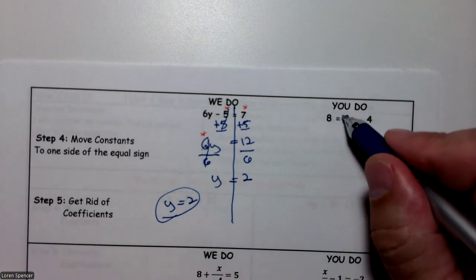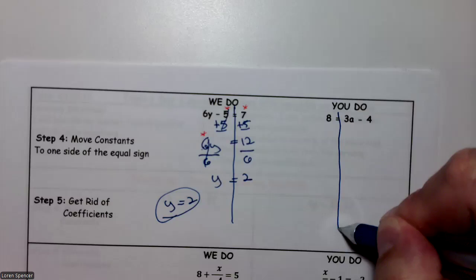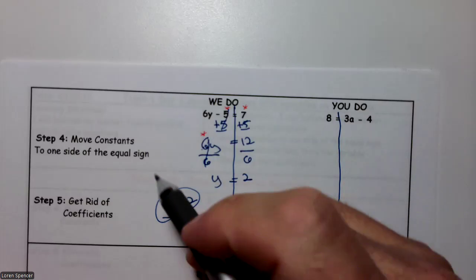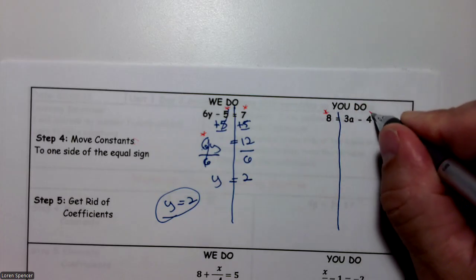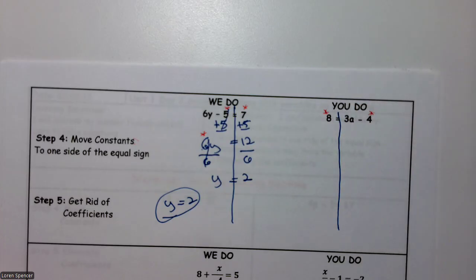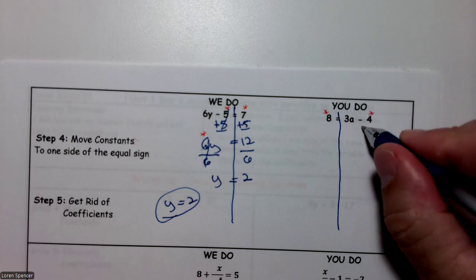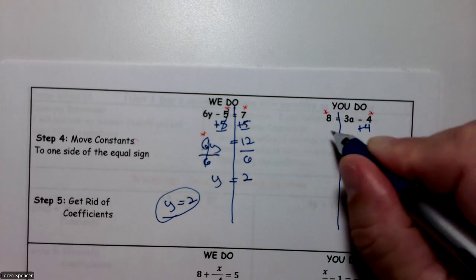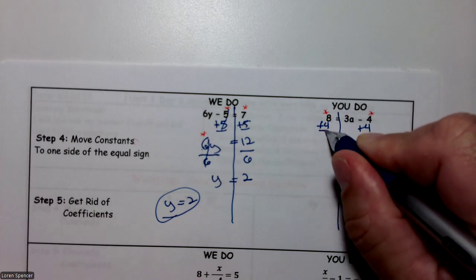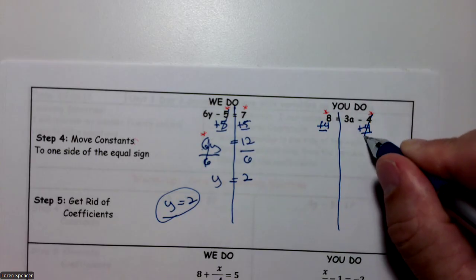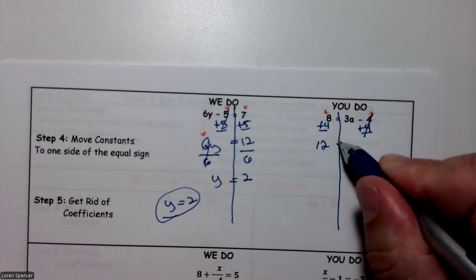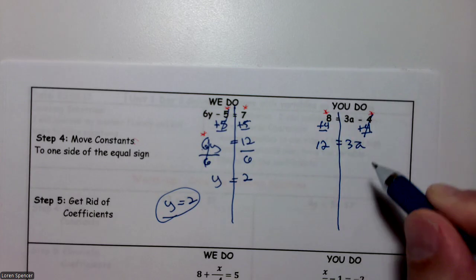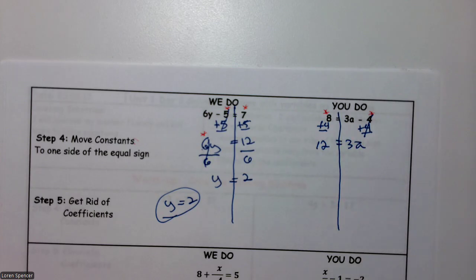This next one, again, we're going to draw this right down, and we need to identify our constants because that's what we start with. So we're going to put a little star above our constants. And I need to come back and add 4. This goes away. 8 plus 4 is 12. 12 equals 3a. So now we've done step 4.